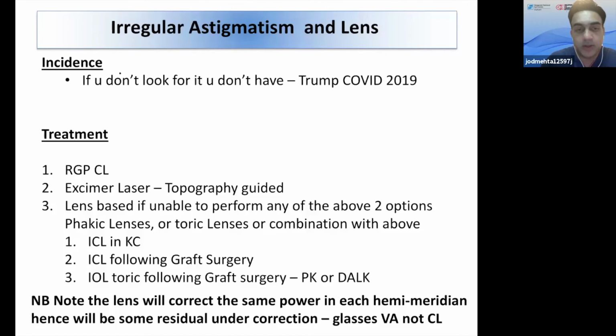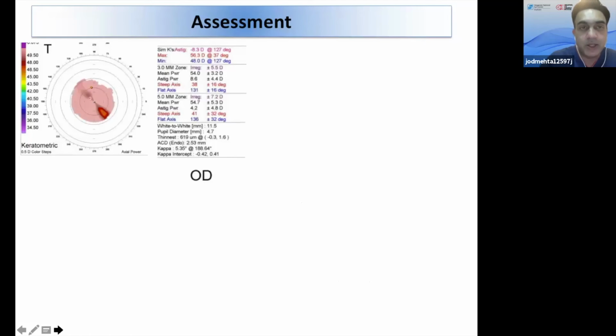Somebody who loves wearing their contact lenses for a long time, do not even try to offer them that they're going to get anything like the quality of vision they would get with an RGP contact lens, because it's not going to happen when you use a lens-based treatment. So the first thing is how you assess the patient.